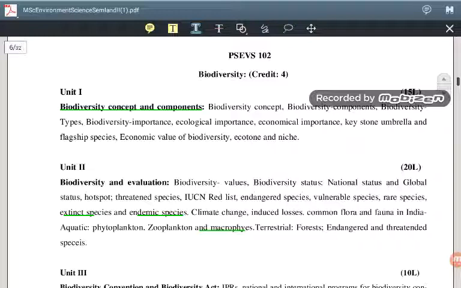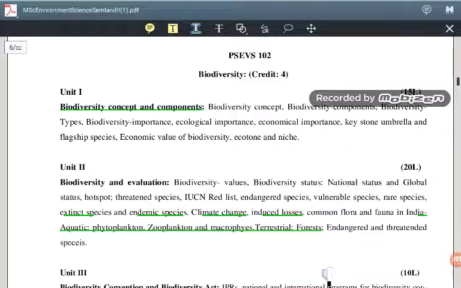And what are the different new issues related to biodiversity, like climate change induced losses, means if there is a change in the climate, it may result in loss of biodiversity. What are the different types of common flora and fauna, or the aquatic phytoplankton, etc. All this is to be studied under unit 2.